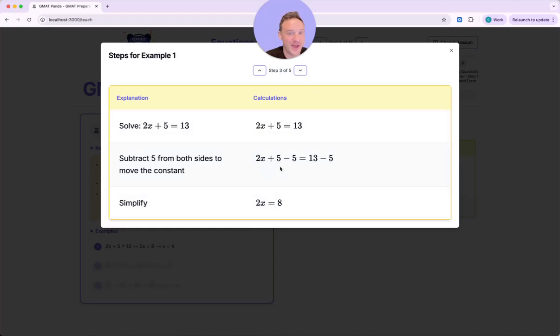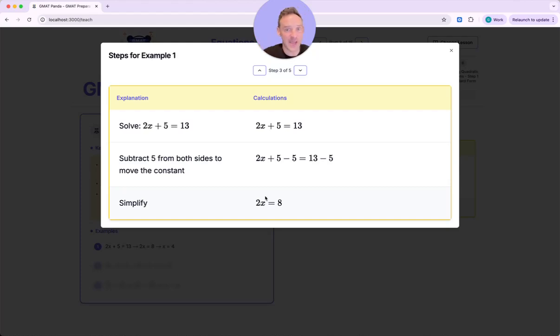And when we do that, well, these plus 5 and minus 5 cancel out. That's what we wanted to do, to get rid of the 5 on this side. And then on the right, if we do 13 minus 5, we get 8. And we're left with 2x equals 8. So that's the end of the first step.